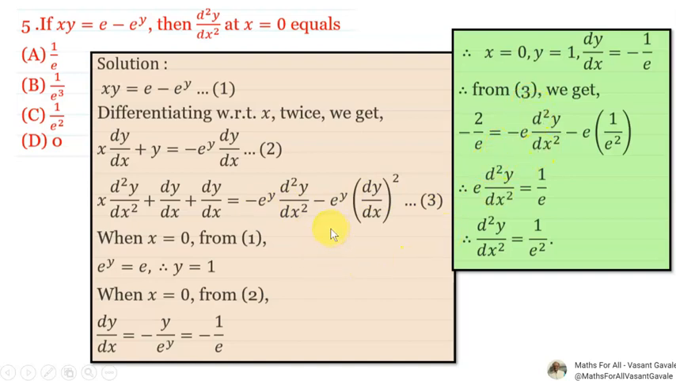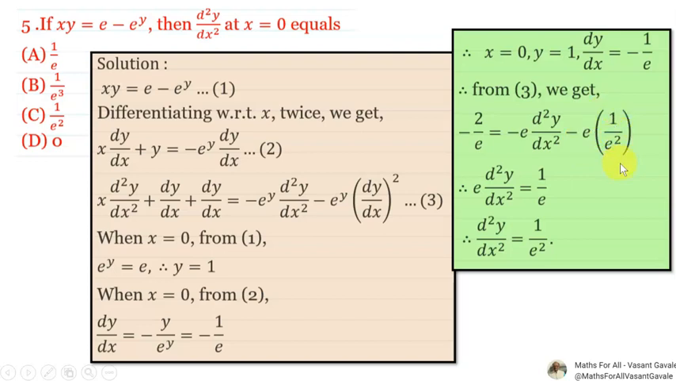Next, the value of e raised to y is e and the value of dy by dx is minus 1 upon e. पण त्याचा काय तर तो स्क्वेअर आहे. Therefore, it will become plus here, that is the 1 upon e square. Normal next simplification is there. That is the minus 2 upon e here is equals to minus e into d2y by dx square minus e into 1 upon e square. म्हणजेच e काय होणार त्या ठिकाणी तर तो कट होणार. Then you will get here minus 1 upon e.